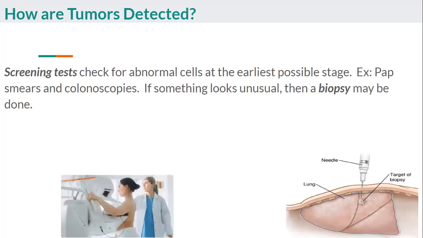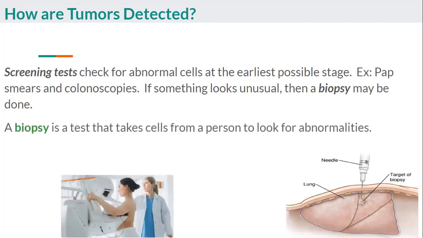Colonoscopies would be for the colon to check if there's abnormal cells there. And if something does look unusual, then a biopsy would be done. A biopsy is just a test where the doctor will take parts of those cells, or take pieces of that area, to get the cells so that they can test it to see what's going on. Why is it abnormal? Why is it dividing a lot? What's wrong with it?